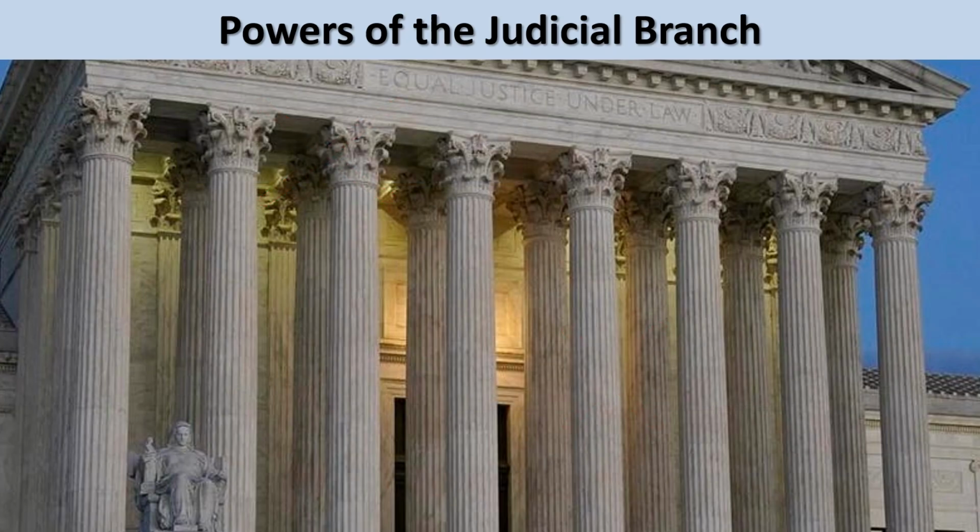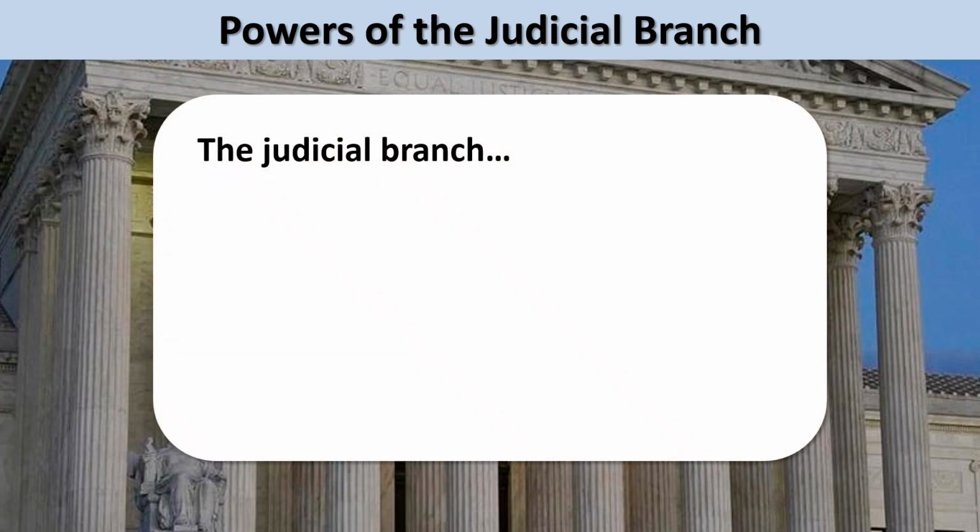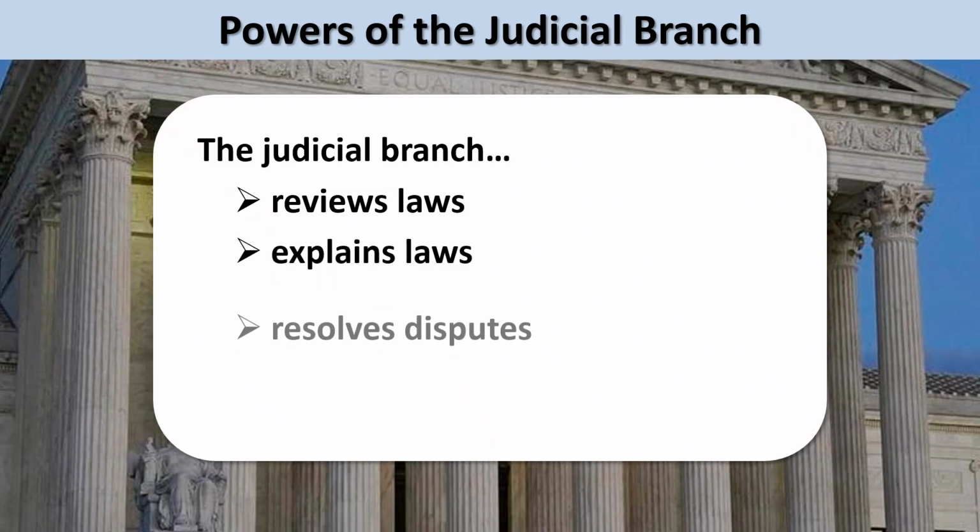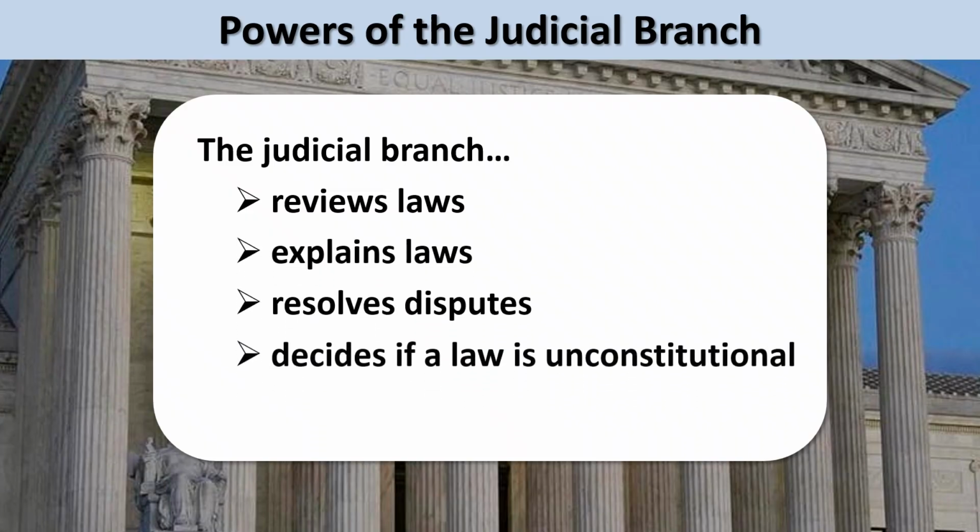Instead, court justices or judges have the power to review laws, explain laws, resolve disputes, and decide if a law is unconstitutional. In other words, the judicial branch has the power to resolve disagreements about legal matters. When people disagree about what a law means or about how it applies to real life, the disagreement needs to be resolved in a court of law.